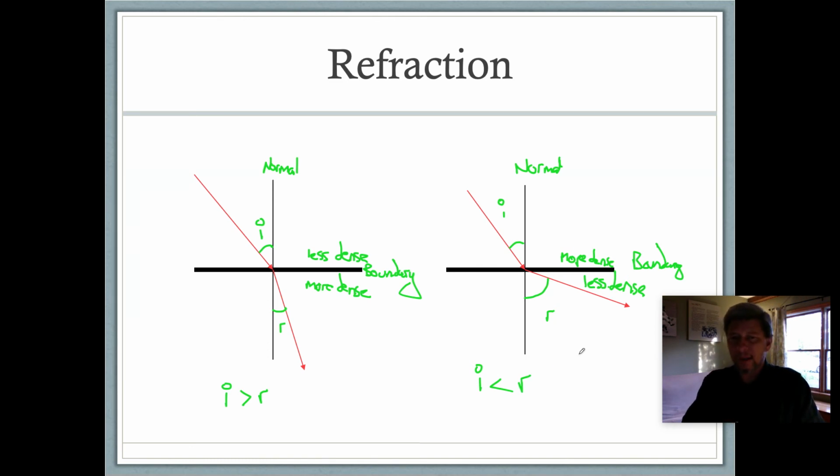Now, mathematically, at least when we're talking about light, there are some constants that go along with this, but we're going to hold off for a couple of days until we get to a specific discussion of light. This happens with sound, it happens with light, it happens with all sorts of other electromagnetic rays, and any kind of wave will or can be refracted.